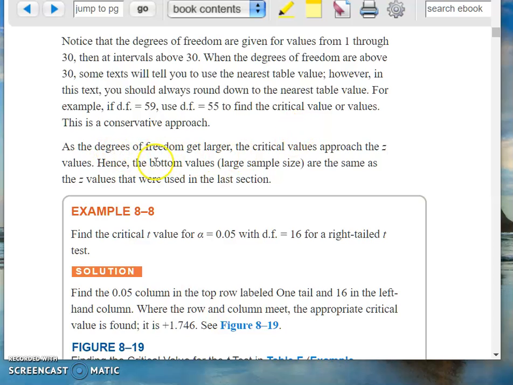As the degrees of freedom get larger, in other words, when you say a degree of freedom gets larger, what you're saying is the sample size gets larger. So as the sample size gets larger, the critical values approach the z-values. It starts to look more and more like a standard normal distribution. And that's why.